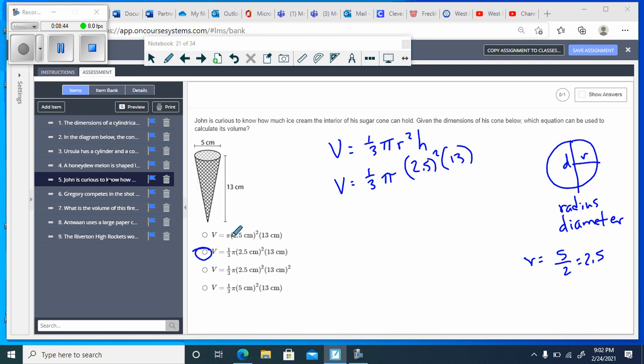What's wrong here? There's no 1/3. What's wrong here? They're trying to square the 13. There's no square on the height. What's wrong here? They use the diameter instead of the radius.